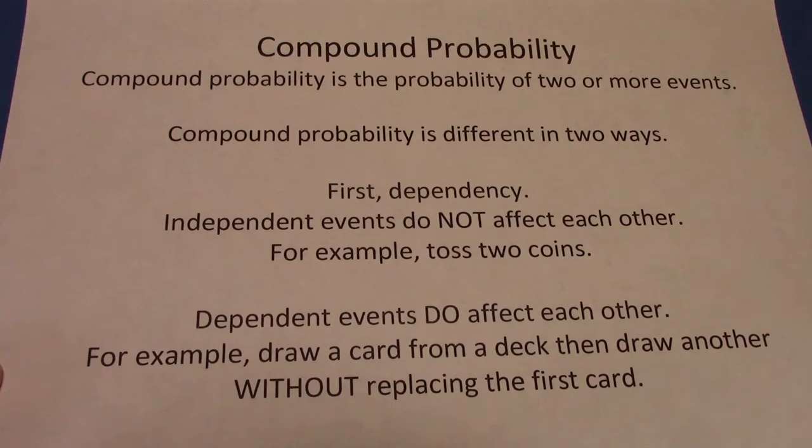An example of this is drawing a card from a deck and then drawing another card from the same deck without replacing the first card. The probability of selecting the Queen of Hearts as your first card is 1 out of 52. There's 1 Queen of Hearts out of 52 cards. But if you draw a card and don't get the Queen of Hearts, and you draw again, now your successful card is still 1, but there's only 51 possible outcomes left.